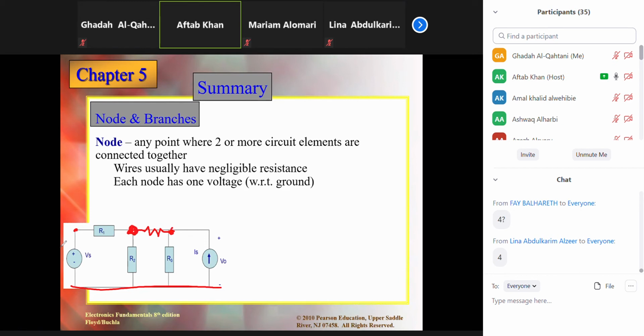And this is going to be another node because it is connecting this branch and this branch. And this one is connecting this branch and this branch. This one is connecting this branch and this branch. This one connects all ends here. So we have 4 nodes. Is it clear now?